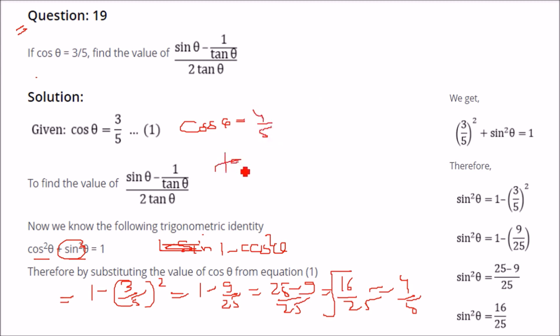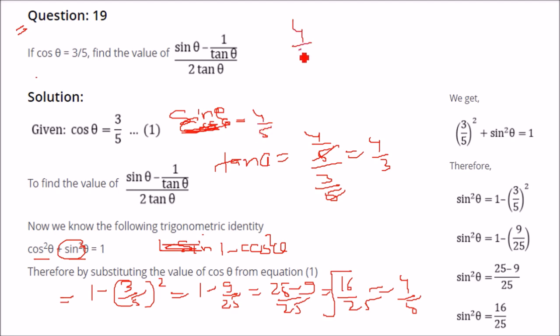What will be tan theta? Tan theta will be sin theta by cos theta. Sin theta is 4 by 5, and cos theta is 3 by 5. So what do you get? 4 by 3. Now let us put it here. Sin theta we just found to be 4 by 5. So 4 by 5 minus 1 by tan theta. Tan theta is 4 by 3, so just inverted, 3 by 4.